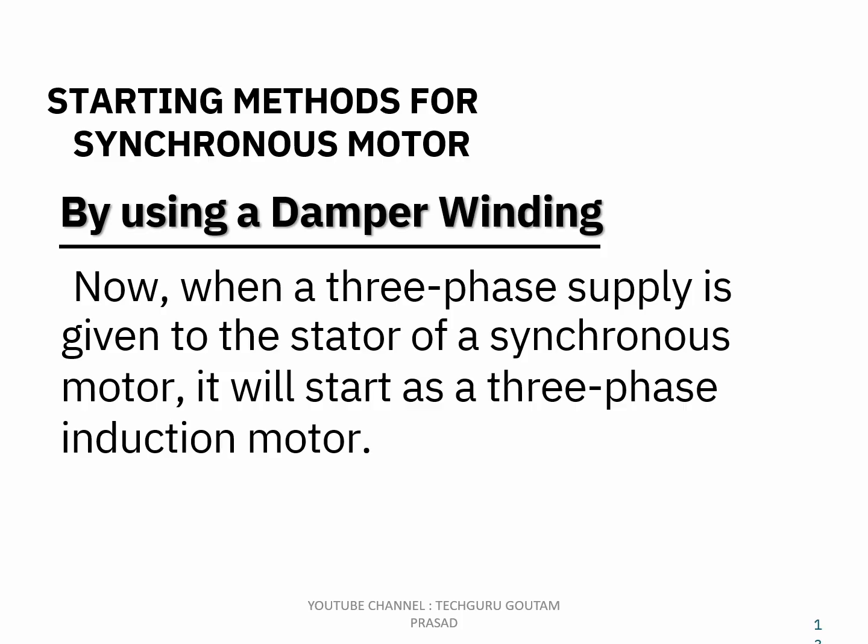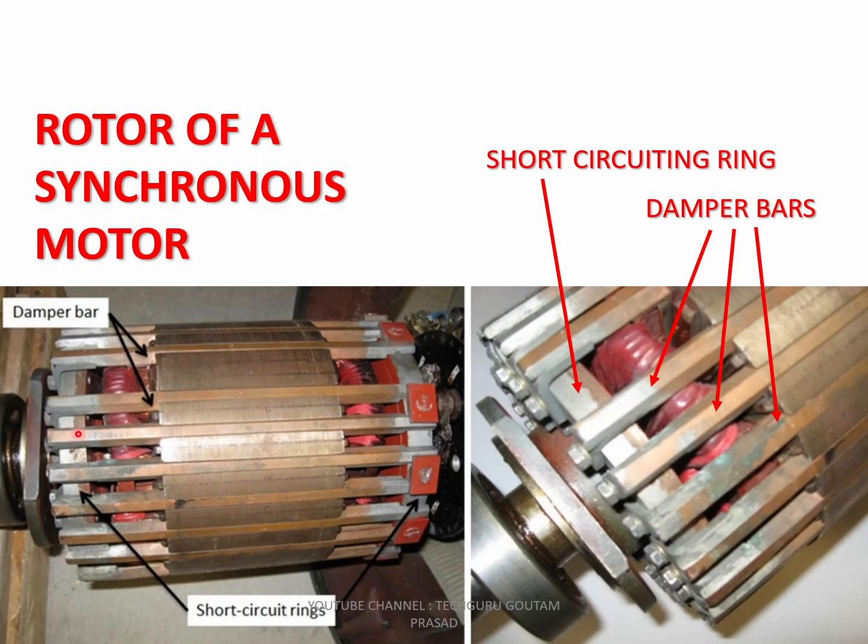Now let's discuss the next method, by using a damper winding. When a three-phase supply is given to the stator of the synchronous motor, it starts as a three-phase induction motor in the beginning, and then when it reaches nearby synchronous speed, we switch on the DC supply of the rotor, and the rotor then starts rotating at the synchronous speed when it is locked with the stator field. Here the construction of the rotor has been shown in a bigger picture.